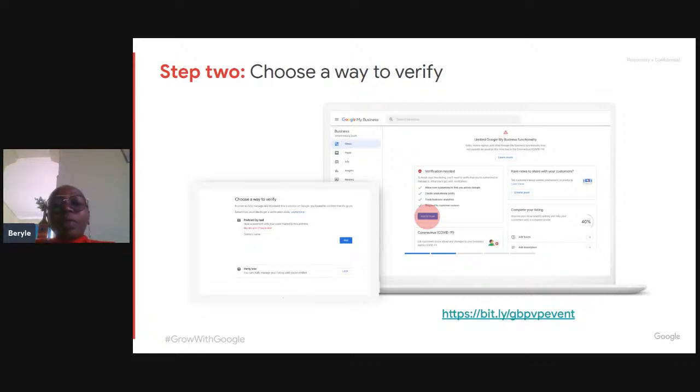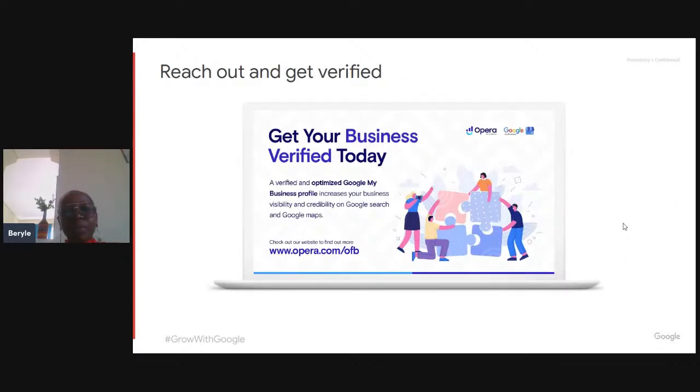So with verification, you can choose either Google Search Console, email, or phone, depending on which one is easy for you to access. So you can choose either phone, email, or Google Search Console. Then reach out and get verified.